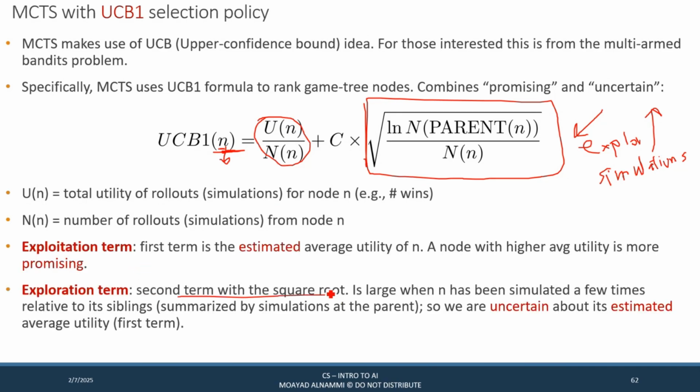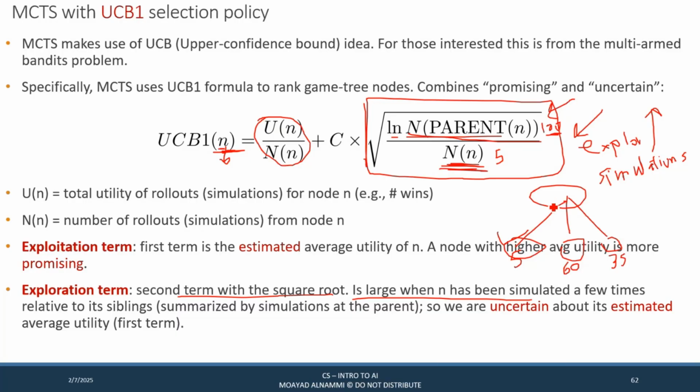The second term with the square root is large when n is small. If you look at this, it is taking the logarithm of the number of simulations at my parent divided by the number of simulations at the child. The number of simulations at a parent is just the number of simulations of all the children, so you sum all the simulations at the children. If the number of simulations at the parent is, let's say, 100, and one of the children only has 5, that means a lot of the other children have more, maybe this had 5, maybe this had 90, or maybe 60, and this had 35.